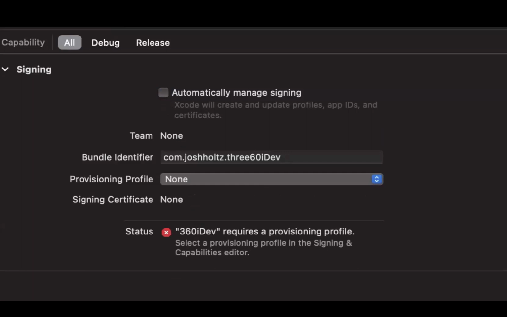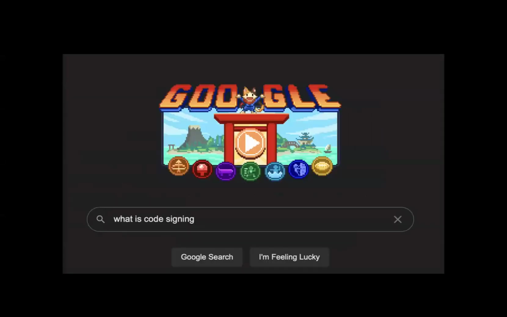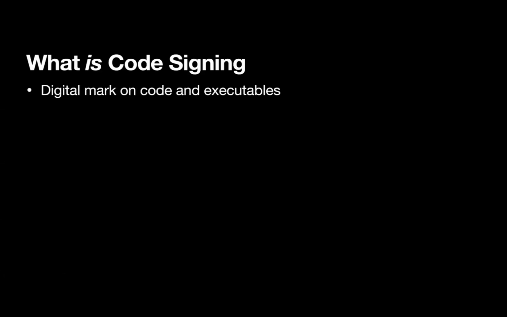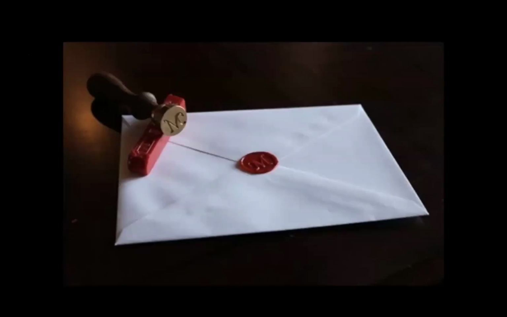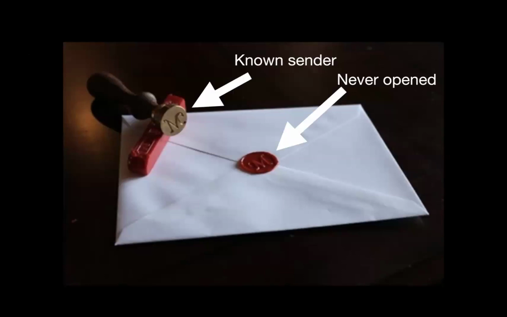But before we get into what this managed code signing does, what is code signing? When I first gave this talk back at 360iDev, I actually Googled this because I didn't know how to explain it. And I still don't really know how to explain it. But it's a digital mark on code and executables. Assures users software is from a known source and confirms code is not altered. It's super boring sounding. I want to find a good way to show what it was. And like an envelope, actually, it's kind of neat. You have your seal, which means it was never opened. And then you have your little stamp, so it's a known sender. That's code signing, but in a much more fun form.